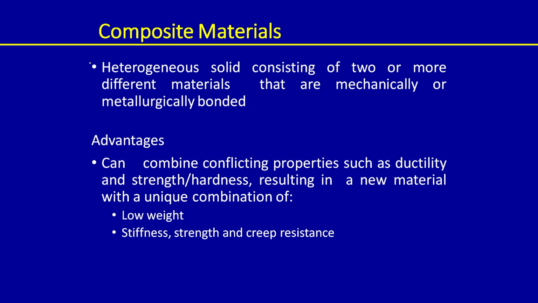And what is the major advantage of composites? Because we can combine two materials, we can have conflicting properties such as ductility and strength together, such as both electrical and thermal conductivities together, and in addition, depending on the type of material combination present, you can have low weight, high strength, high stiffness, including even creep resistance. So, composites actually give us an opportunity to create new materials very easily. We can combine and create new materials.